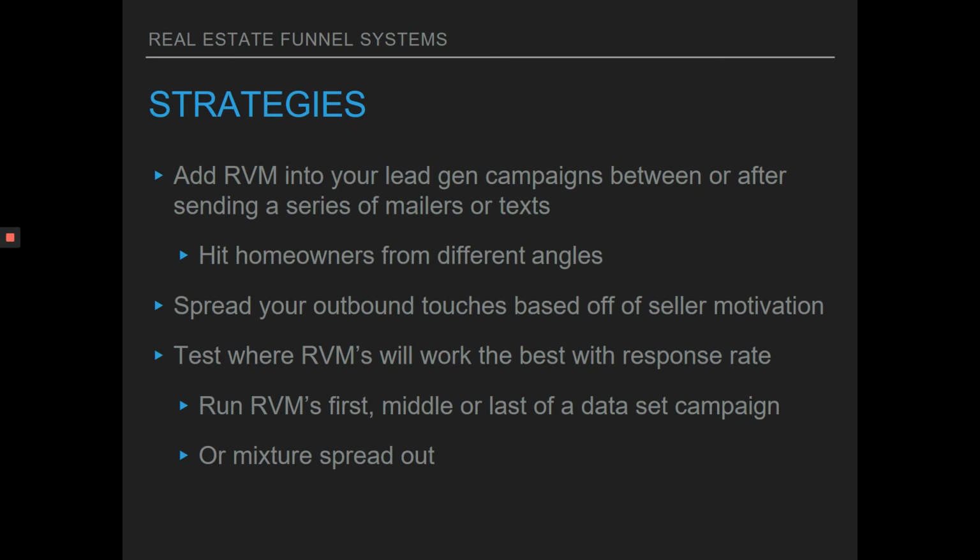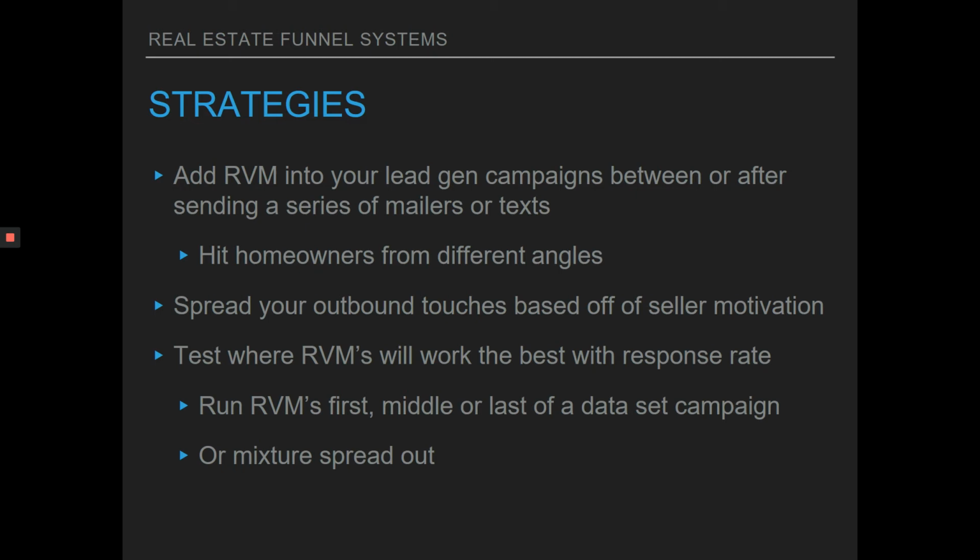Some people like to thin the herd, as you would say, and maybe do an RVM campaign first. Some people like to be a little bit aggressive early on, just to get those people, because you always have those bad eggs, those people who don't like the marketing or get a little angry. RVM can be a great way to get rid of those people.